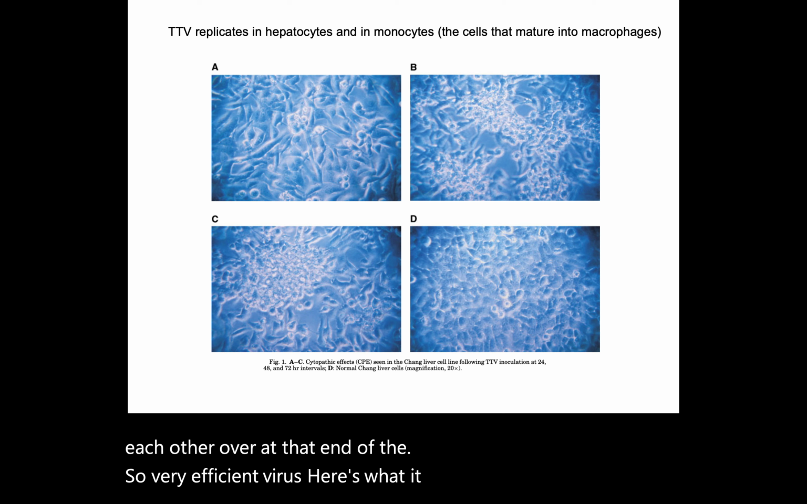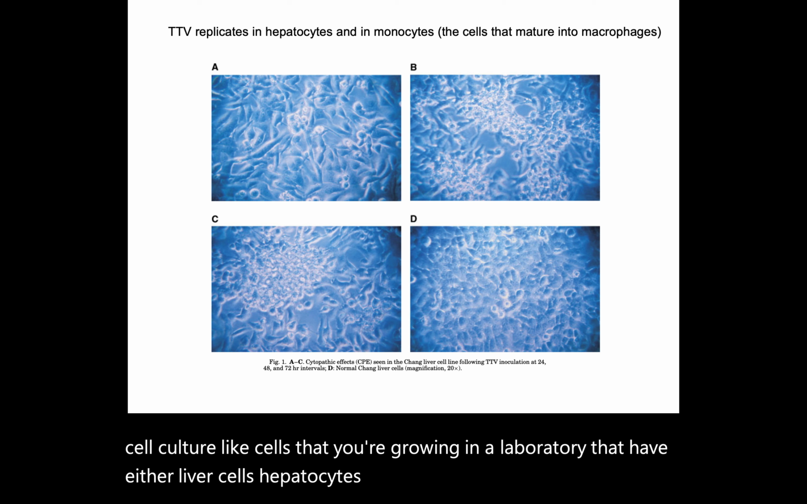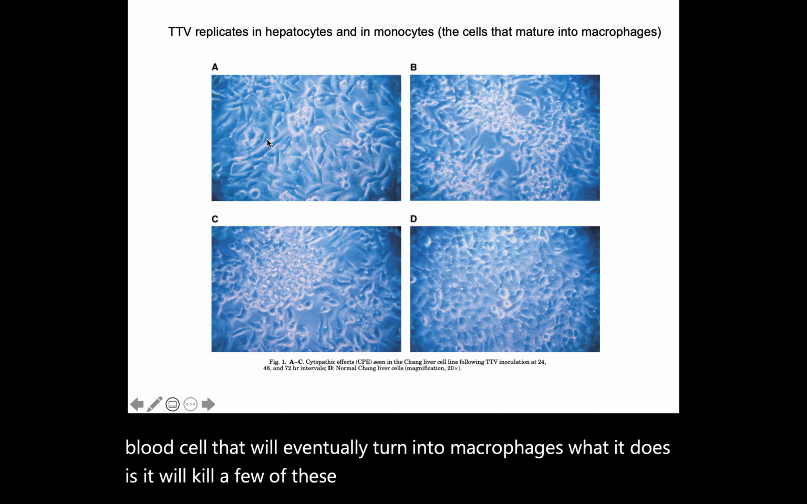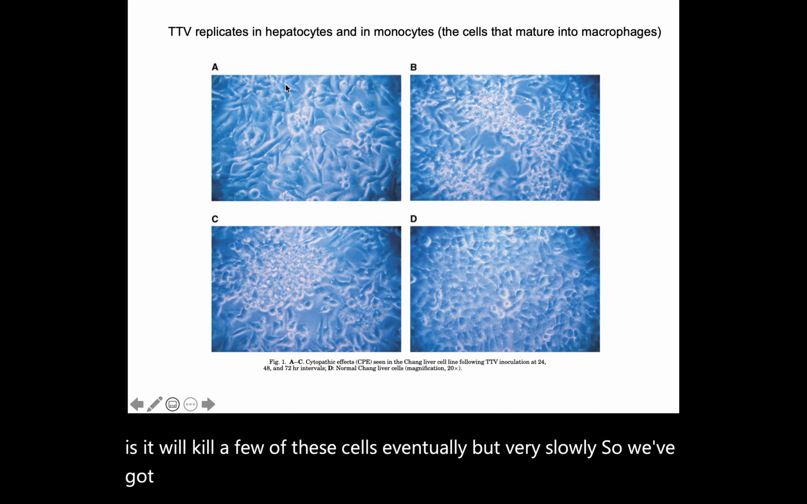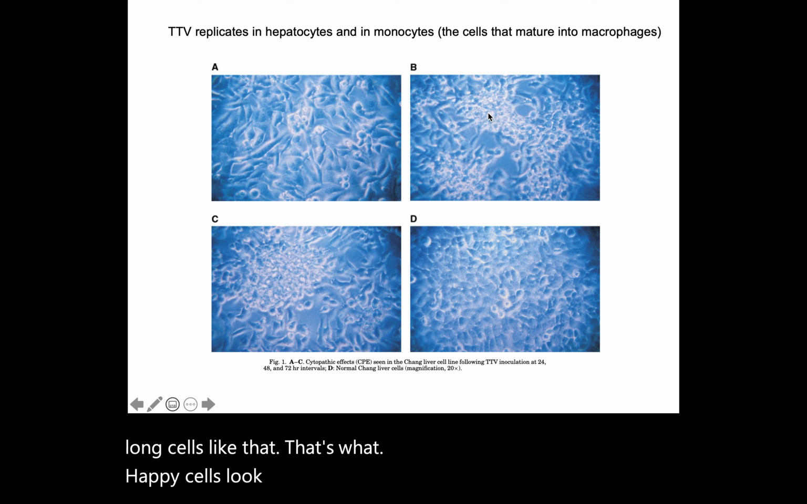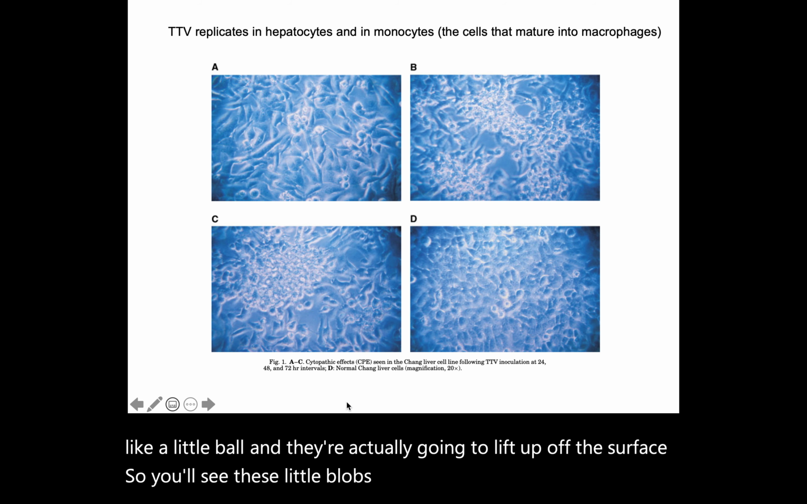Here's what it does. If you put TTV into a cell culture, like cells that you're growing in a laboratory that have either liver cells, hepatocytes, or monocytes, which are a white blood cell that will eventually turn into macrophages, it will kill a few of these cells eventually, but very slowly. So we've got nice healthy cells that are stuck down. You can tell they're healthy when they look sort of like long triangles. That's what happy cells look like. And when they start to get sick, they go round like a little ball, and they're actually going to lift up off the surface. So you'll see these little blobs of dying cells over here.